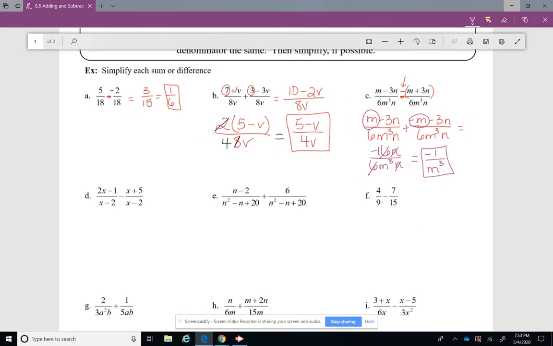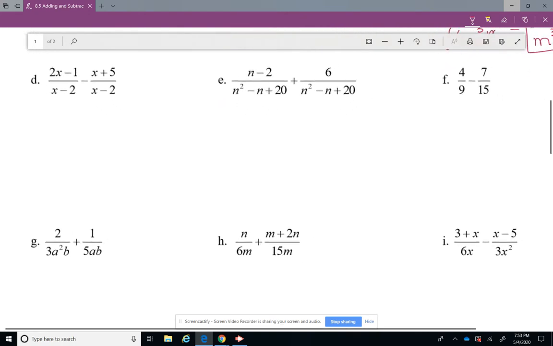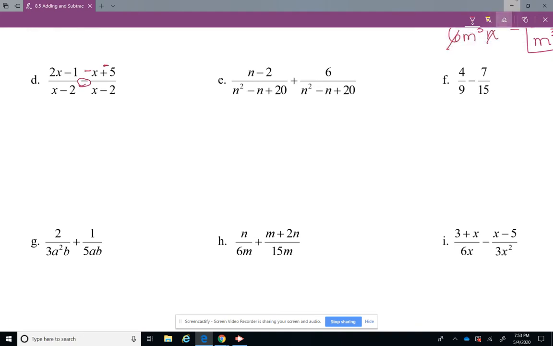All right, let's look at D. It has a common denominator. We're going to take this negative sign here and we're going to distribute it. So I'm going to make this a negative and this a negative. And then I'm going to go back to that negative sign in the middle. And since I distribute it, I'm going to change it to a plus sign. That kind of saves us from having to rewrite.